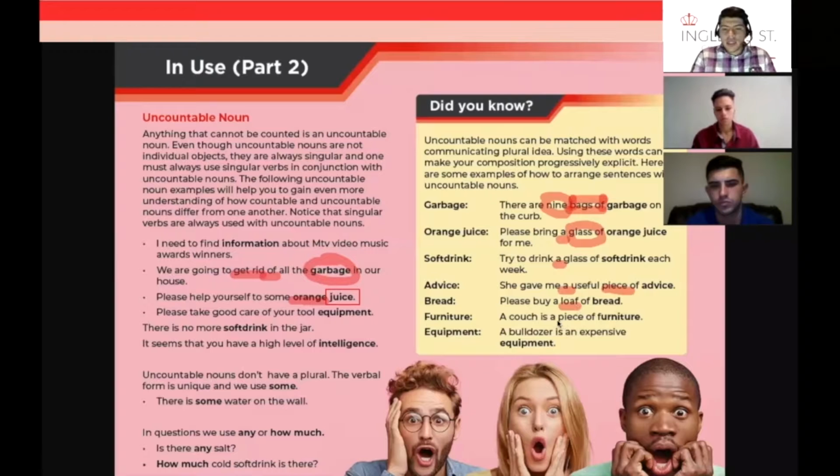A couch is a piece of furniture. A bulldozer is an expensive equipment. So, lo que podemos ver es que cuando utilizamos otra palabra para hablar de los uncountables, bueno, lo podemos hacer countable. Ok.